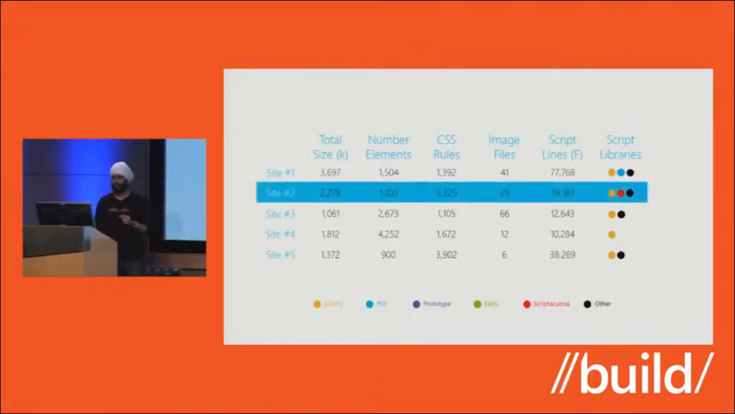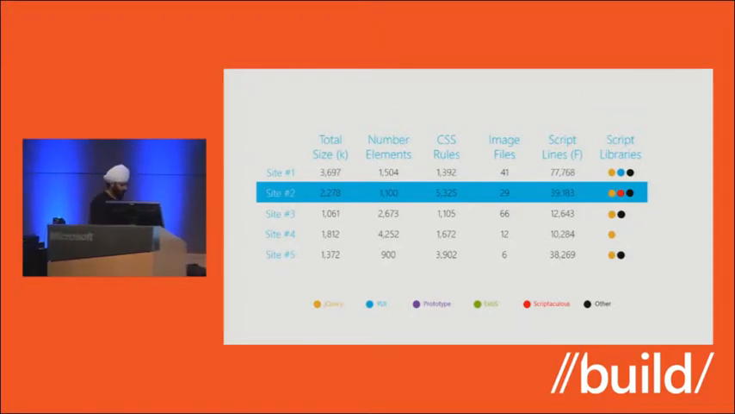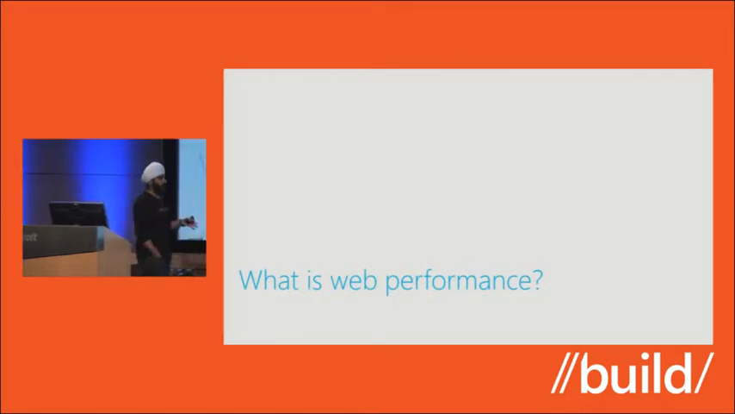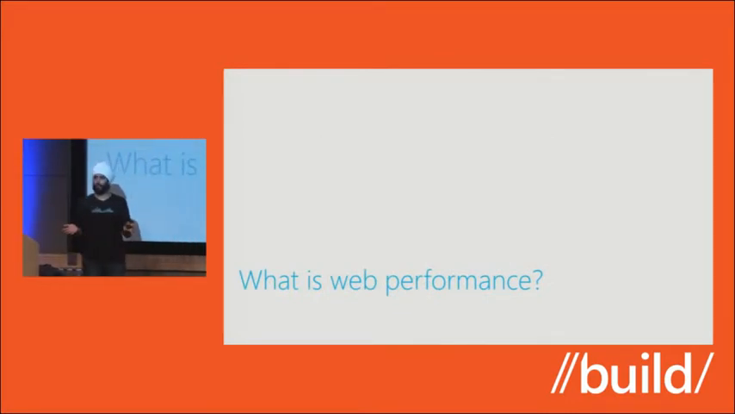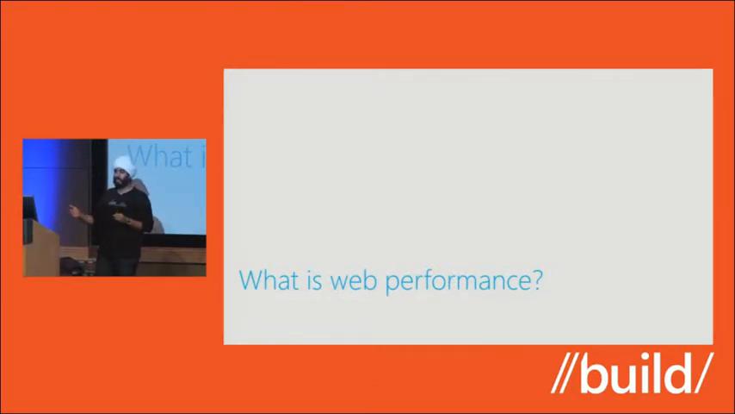Site number 2. This site doesn't have the highest number of images, script lines, or number of elements. Okay, so what I really wanted to get here is, what is web performance? Web performance is the measure of time from the moment the user takes an action until the results of that interaction, the content, is displayed to the screen.